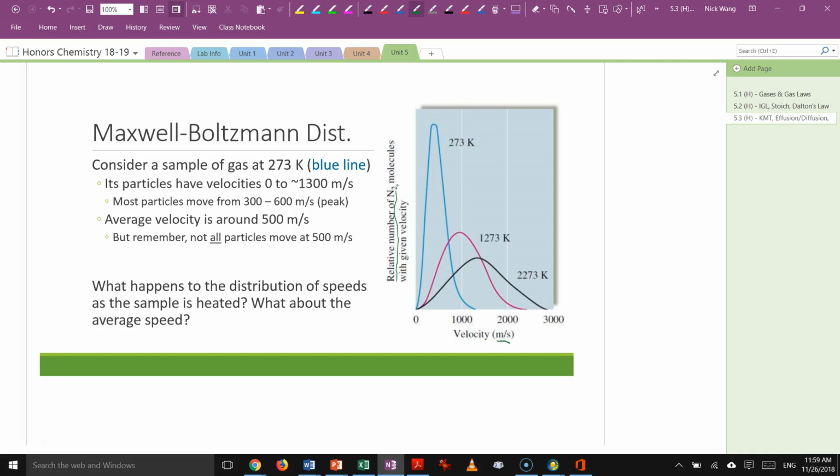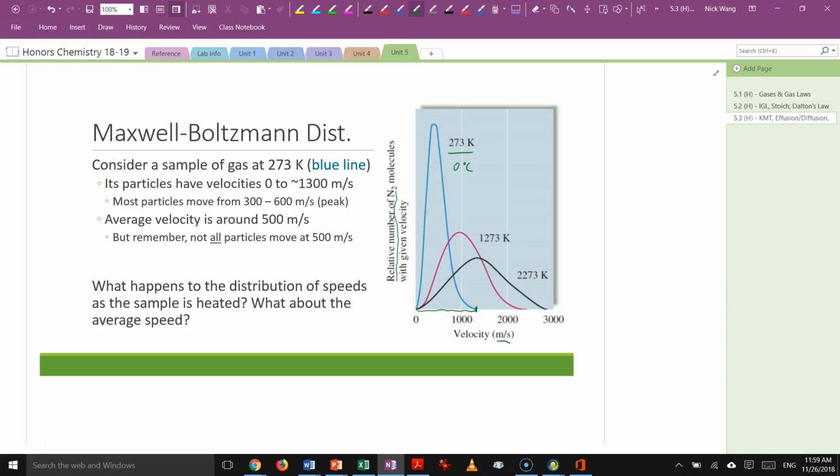Now, in this case, you can see that there's a bit of a distribution going on. This peak right here goes up and then goes all the way down here. Now, if we look at this temperature, 273 K, of course, is 0 degrees Celsius, so it's pretty cold. Its particles have velocities of anywhere from 0 to about 1,300 meters per second. If you look at the span, it goes from here to here. Now, again, we're not saying that every particle moves at every speed. We're saying that every particle has a speed, and it's anywhere from 0 to 1,300.